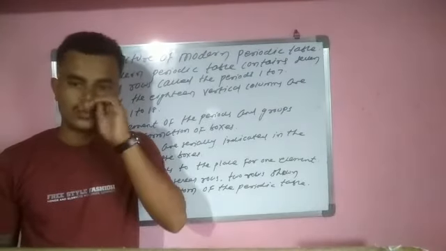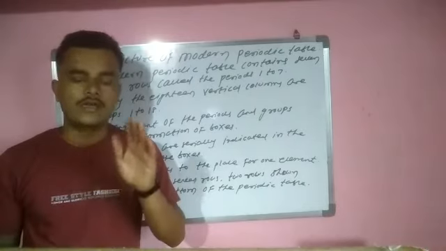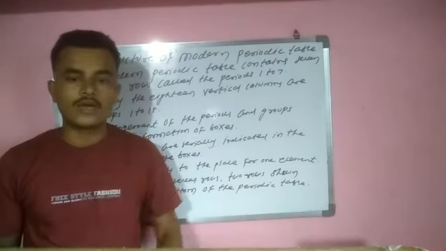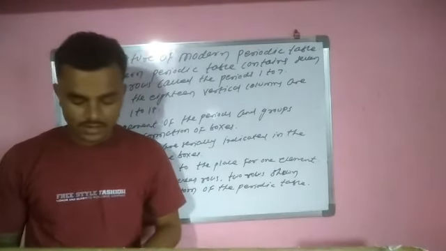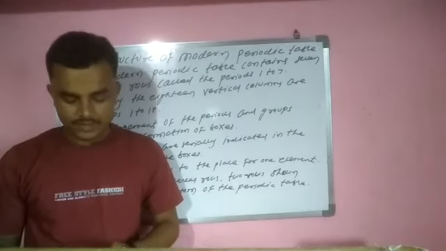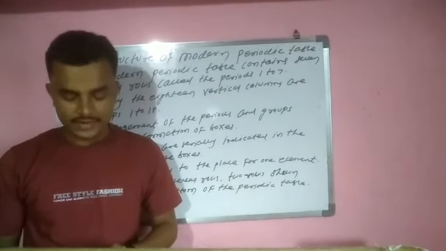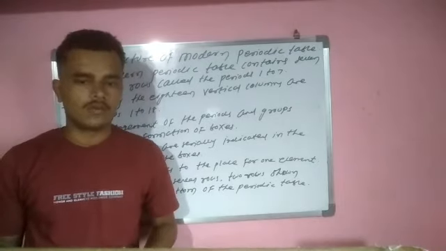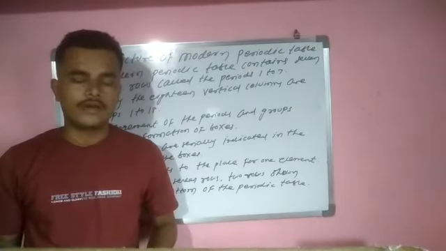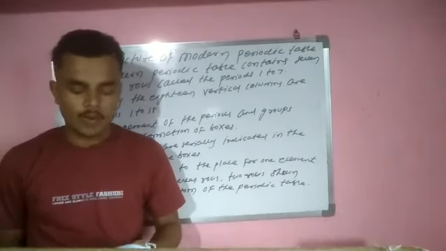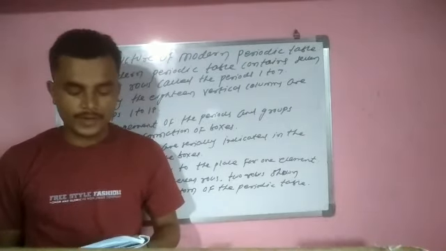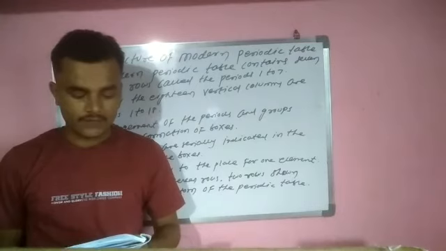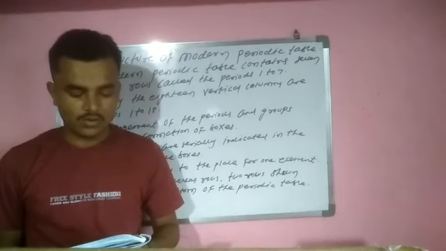Now see, it means that there are 118 places for elements in the modern periodic table. So there are nearby 118 proper places in the modern periodic table. The modern periodic table is now completely filled, meaning all the 118 elements are now discovered.